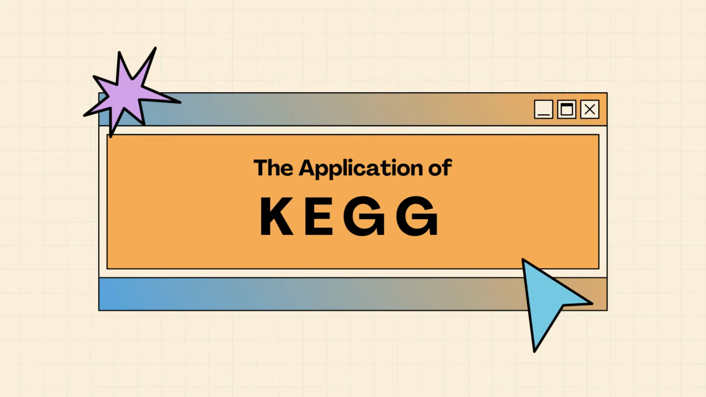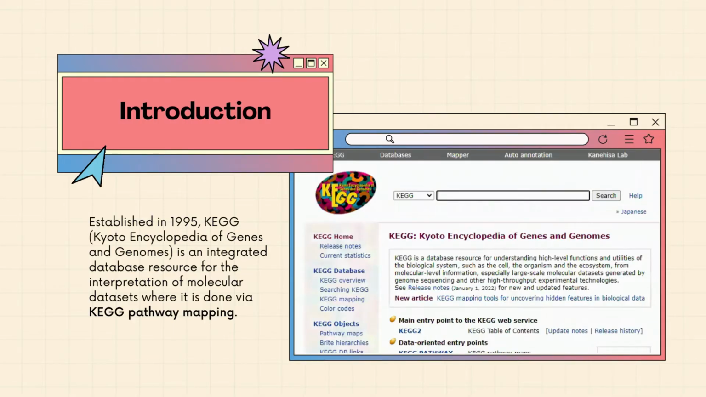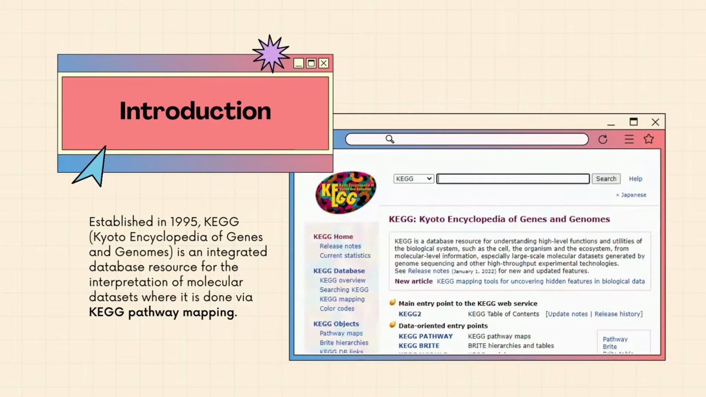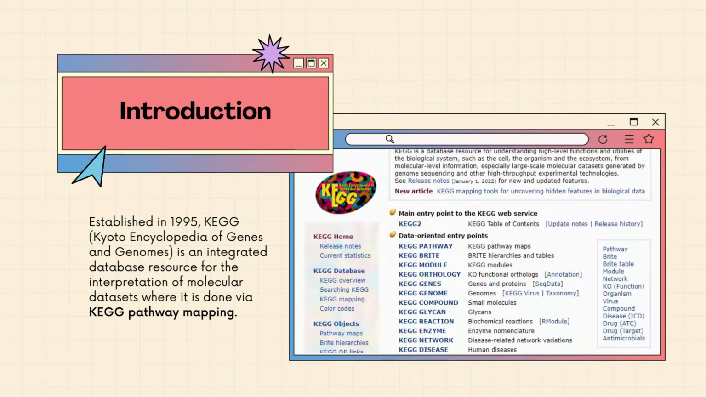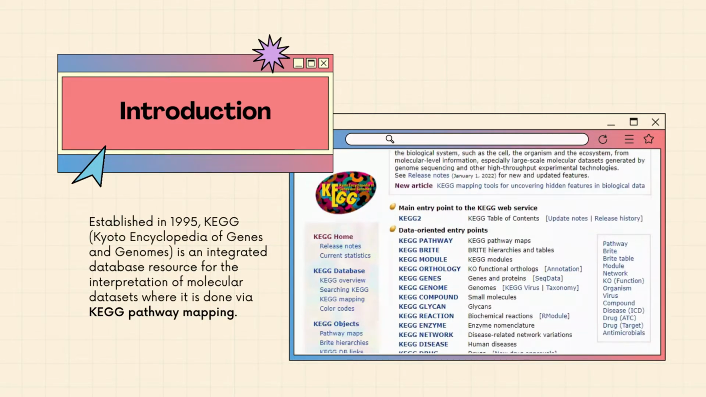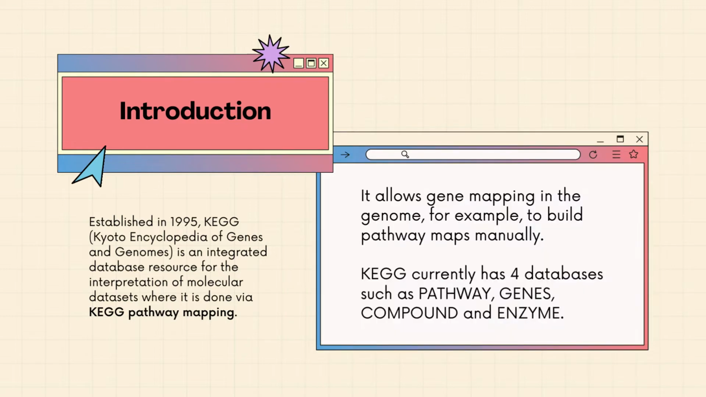KEGG, which is known as the Kyoto Encyclopedia of Genes and Genomes, was established in 1995. KEGG is an integrated database resource for the interpretation of molecular datasets, where it is done via KEGG pathway mapping. KEGG pathway mapping allows gene mapping in the genome, for example, to build pathway maps manually. KEGG currently has databases such as pathway, genes, compound, and enzyme.